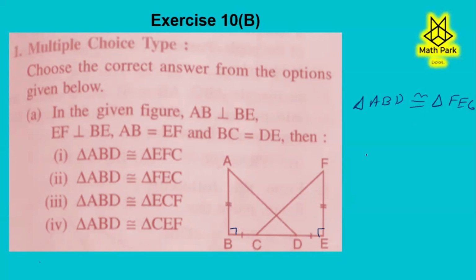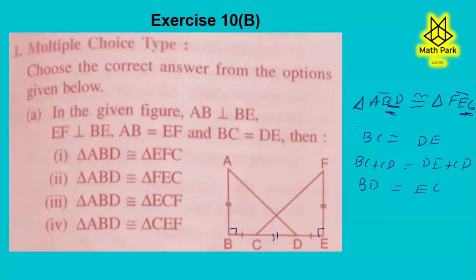The correspondence is very important because B and E are 90 degrees. You have AB and FE given equal. And if I add CD to both sides, you get BC is equal to DE is given to you. And if you add BC plus CD is equal to DE plus CD, you will get BD is equal to EC. So you have BD is equal to EC.